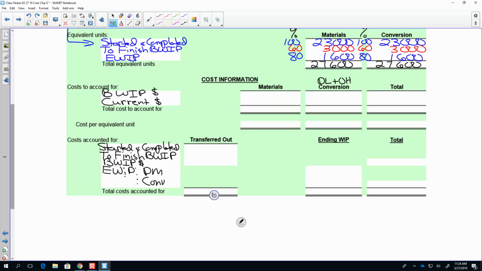FIFO method. I would like you to put X's that are not in the total. $16,900, which is the sum of 10 and the 6,900 in the beginning cost. Remember to come up with a cost per equivalent unit under the FIFO method, current cost only. Current cost only. Materials 57.8.